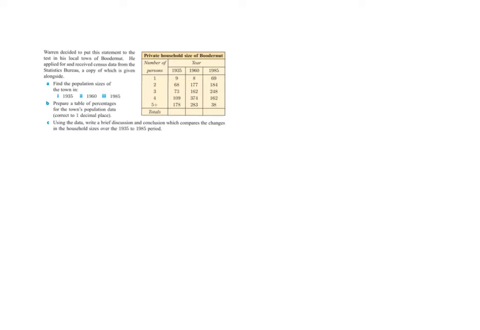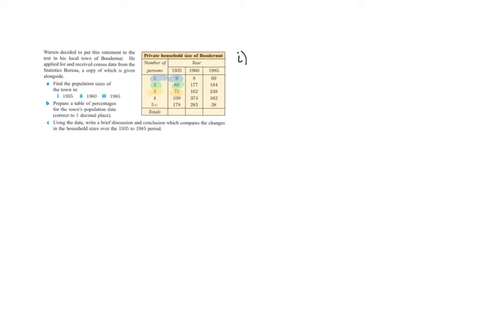So if we look at, we're looking at 1935. Many people probably would have just added these up and realized that you didn't get the right answer. So what do you need to do, I guess, is your question. Well, this data is telling you that there are 9 houses that have 1 person in them. There are 68 houses that have 2 people in them, 73 that have 3, and so on.